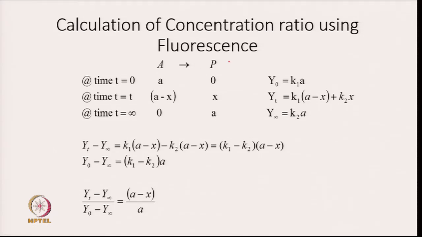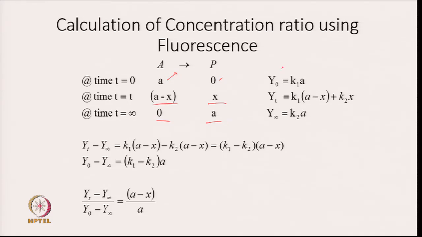For example, take a simple case, A going to P, A is a reactant, P is a product. At time zero, we started with A moles and P is 0. At time t, it is A minus x, so x will be the product, and at t equal to infinity, A goes to 0 and the product will be A.